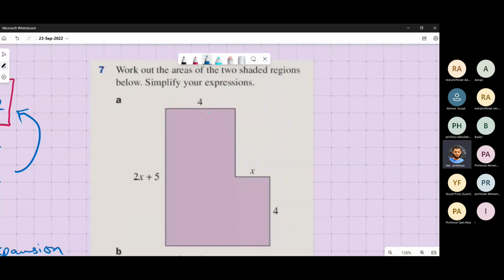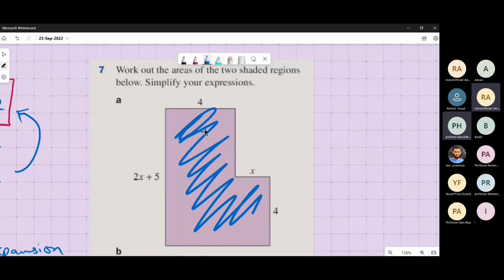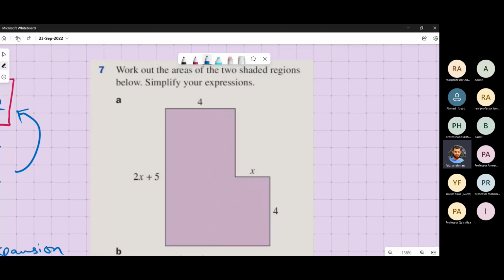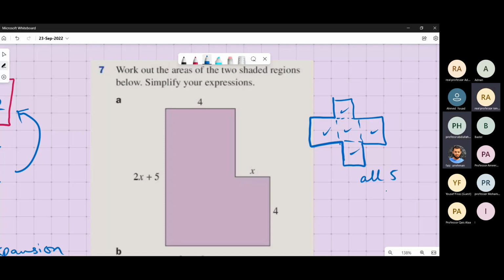A shape like this is a complicated shape, so we have to divide it into simpler shapes. Like last year, in grade 6, I gave you some weird shapes, like a plus sign. What you did was divide here, and here, and here. Then you found this area, this area, and this area, and then you added all 5 areas. Correct? This is what you did.